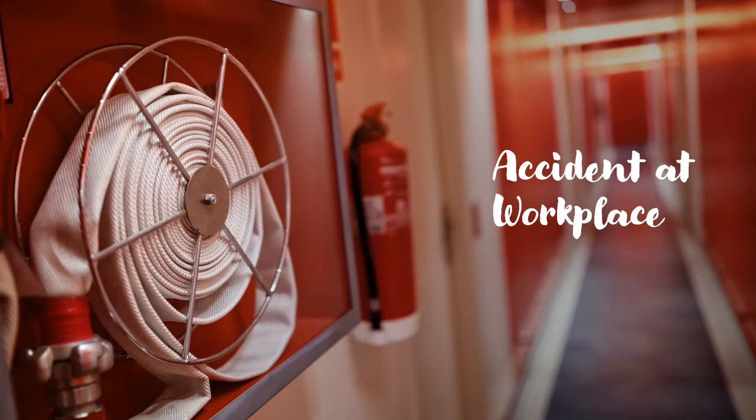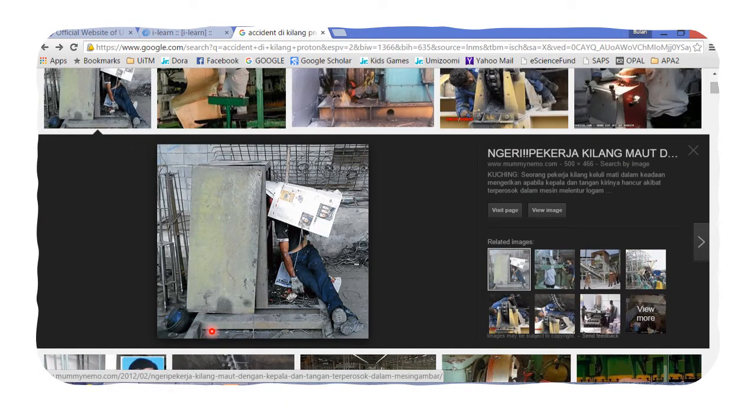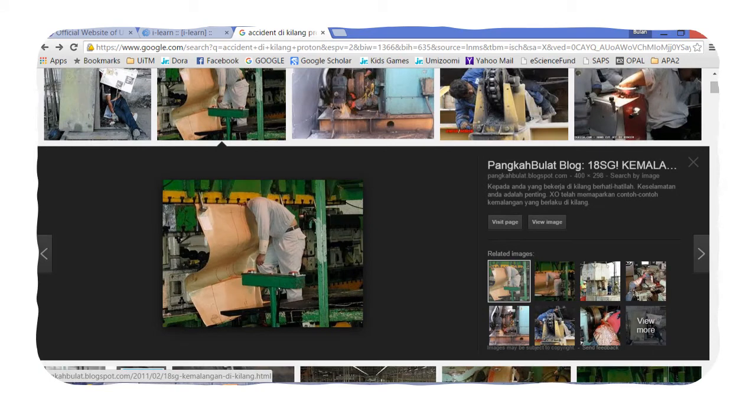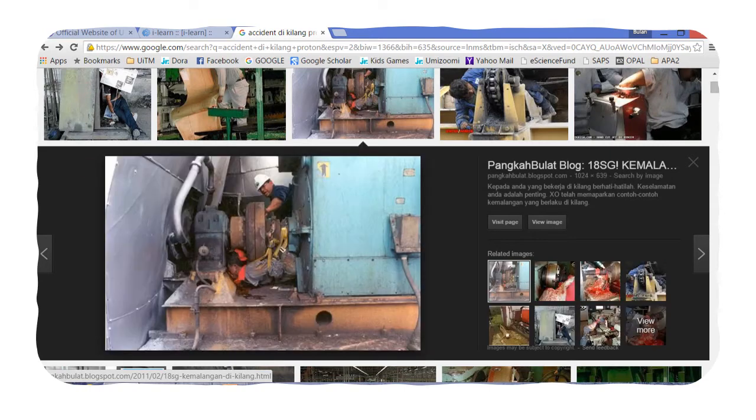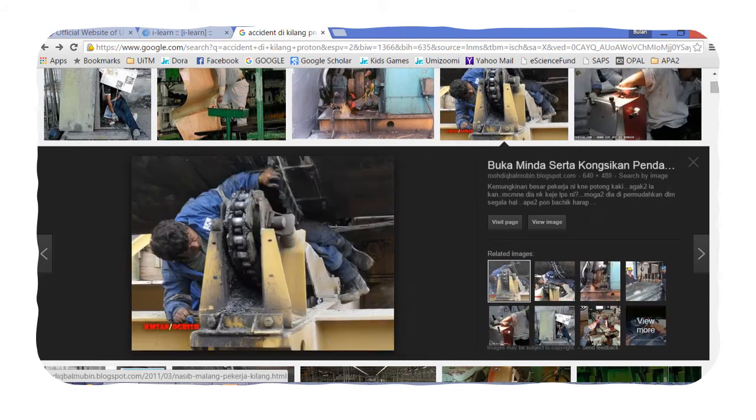Okay, at first we will see the accidents at workplaces. This accident is a hit by falling object. This one may be a crushing accident. This one may be entanglement by the rotating shaft. This one may be a drawing-in accident due to this moving chain.